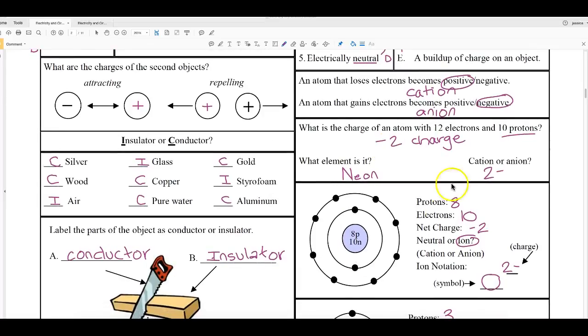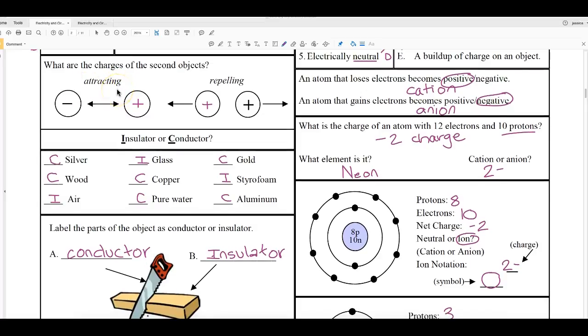What are the charges of the second object? So basically all you had to do is fill in the right charge. If these guys are attracting one another, then they must be opposite charges. So this is negative, this is positive. If they repel one another and they already give us a positive, then this has to be a positive because like charges repel. An atom that loses electrons becomes positive because now it has more protons, which are positive, and we call it a cation. And an atom that gains electrons becomes more negative, and we call that an anion.